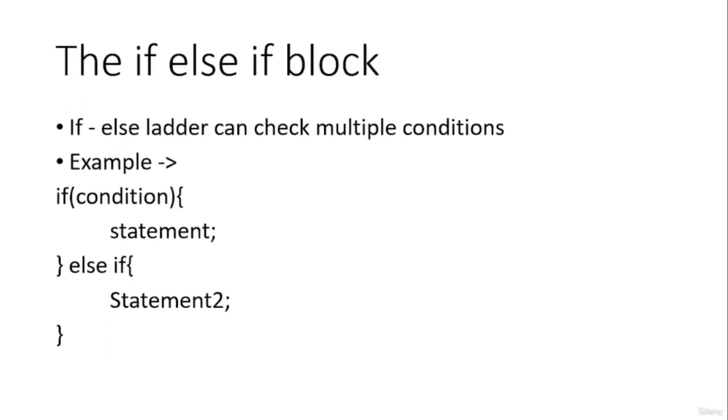Now let us go for the next type of block, the if else if block. In this case there will be an else if condition after the if, so that the else if condition will check for another condition. So we can have multiple checks of our condition. So this is another way of doing if else.